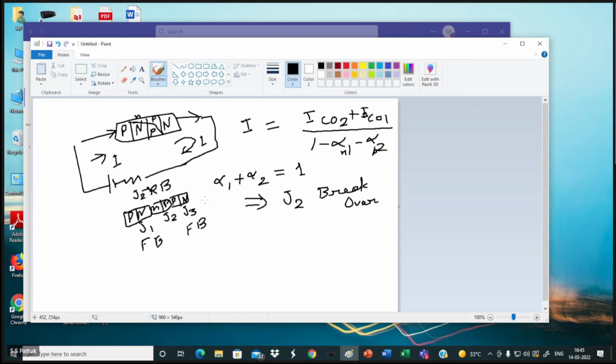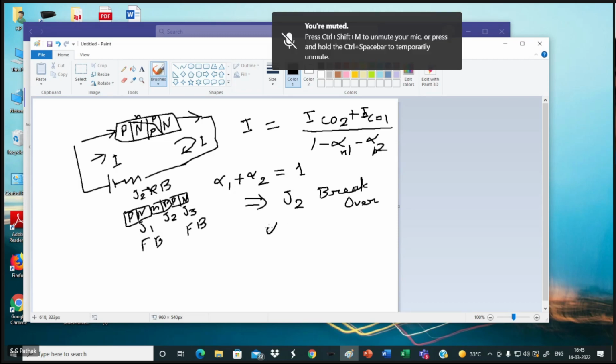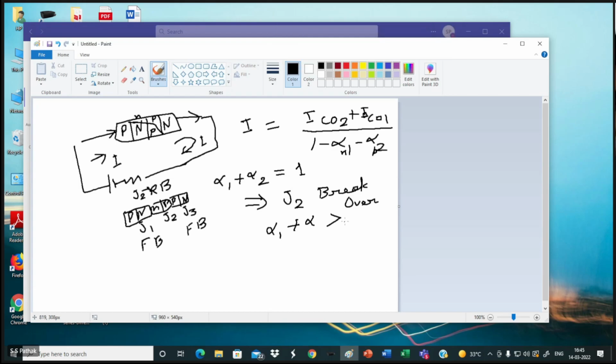And high current flows. When high current flows through it, then what happens? Alpha 1 plus alpha 2 becomes larger than 1. This implies reversal of the current because denominator becomes negative. So this is alpha 2 of course here. Okay, reversal.